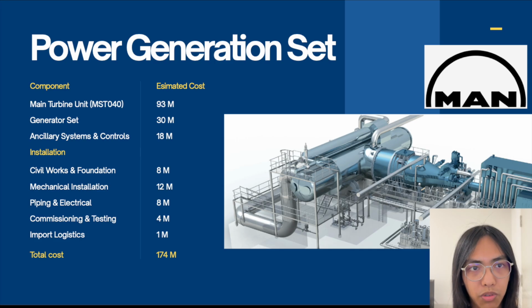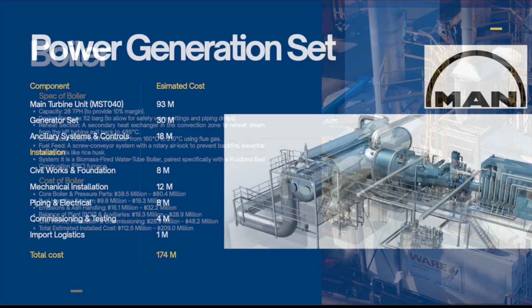Auxiliary system and controls around 18 million baht, and for the installation cost, civil works and foundation 8 million baht, mechanical installation, piping and electrical 8 million baht, commissioning and testing 4 million baht, and import logistics 1 million baht, with a total cost of 174 million baht.